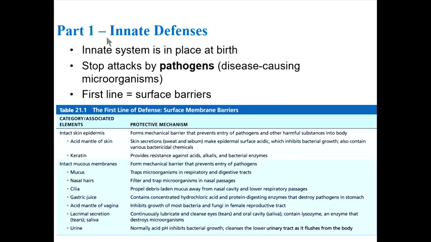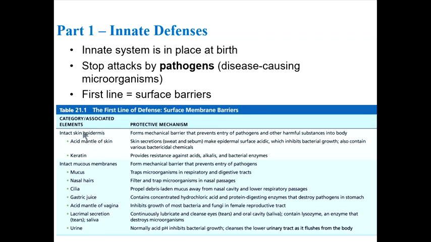So part one of our innate defenses has to do with the first line of defense, which are surface barriers. And this is the only slide on our first line of defense because the table from your textbook here summarizes it perfectly for us. And I'll go over it quickly here.